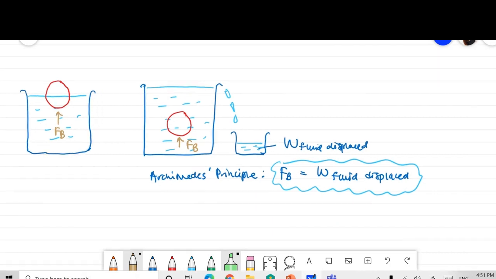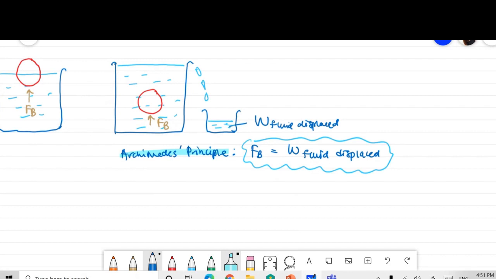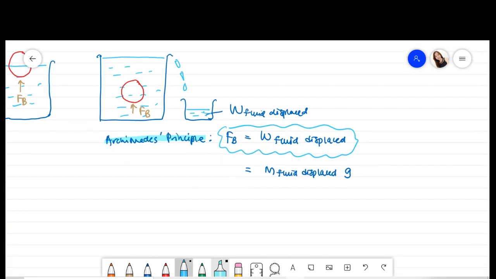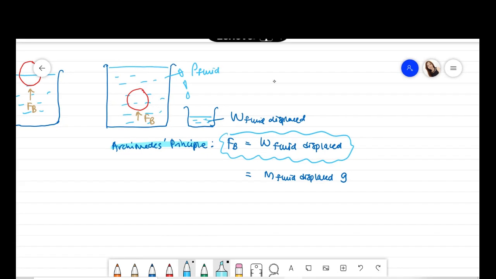According to the Archimedes principle, the magnitude of the buoyant force is equal to the weight of the fluid displaced. What is the meaning of weight? Weight means mg, so m of the fluid displaced multiplied with g. Usually we know the density of the fluid. Density is defined as mass per unit volume. Therefore, mass of the fluid is equal to rho of the fluid multiplied with volume of the fluid. So the buoyant force is equal to rho V g.